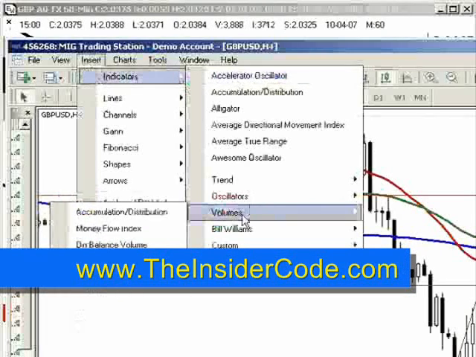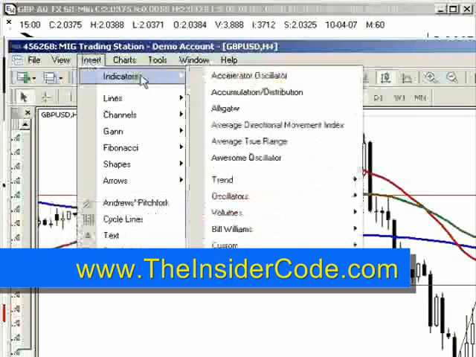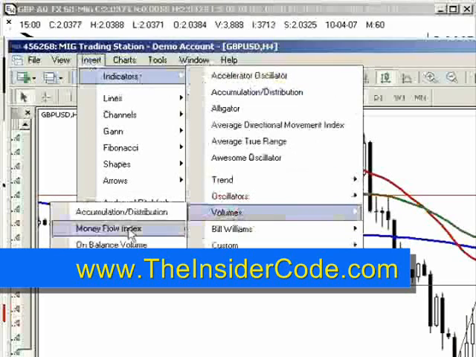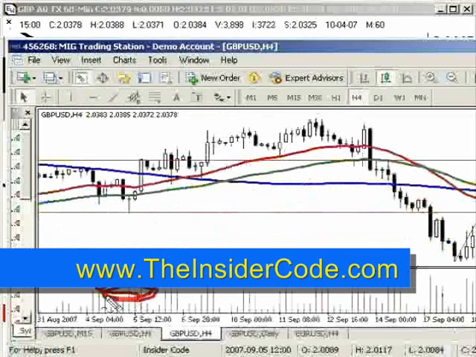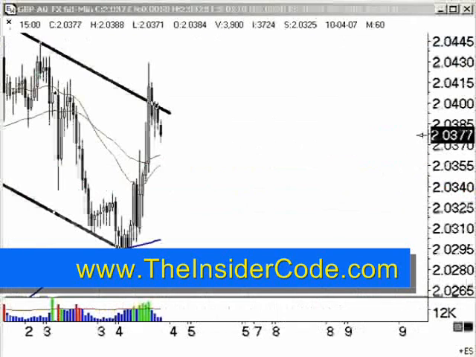Indicators, volumes, and then volumes. Okay, so insert indicators, scroll down to volume, then select volume, and you'll see down here on the bottom that the volume will show up. Okay, that's how you get it on MetaTrader. I'm not sure what you mean by the bands though.